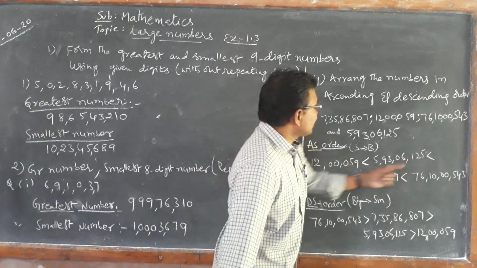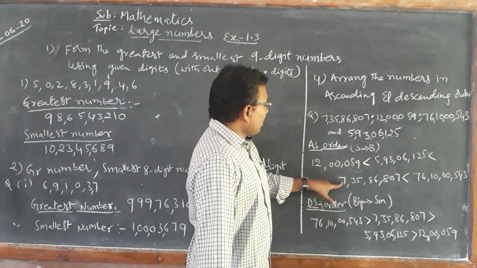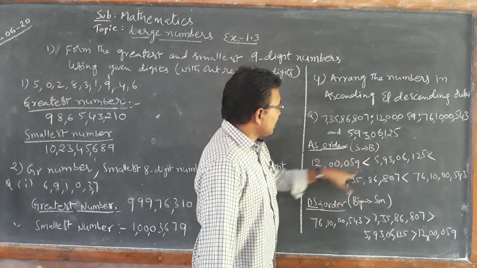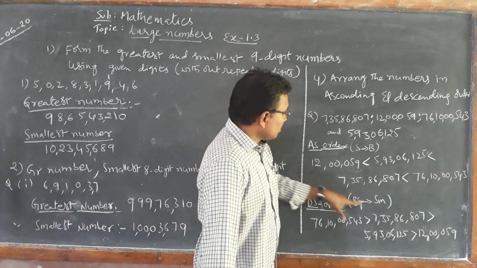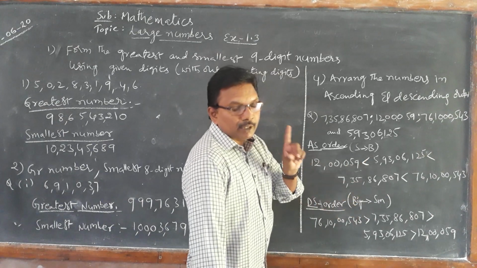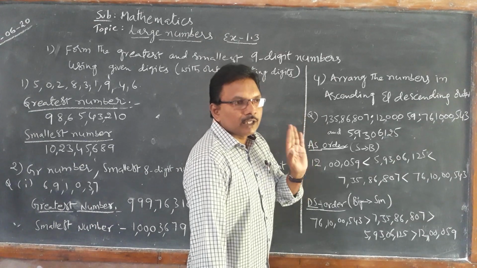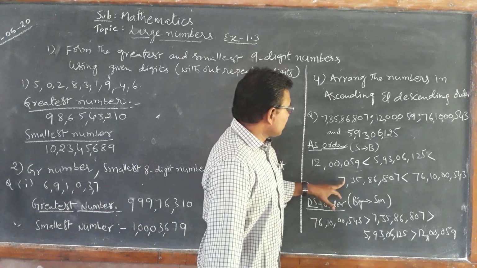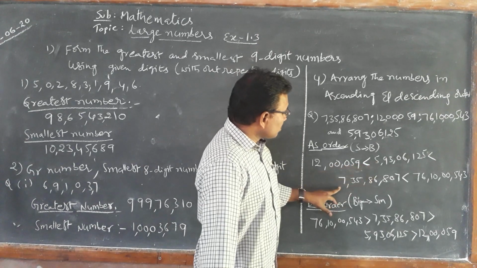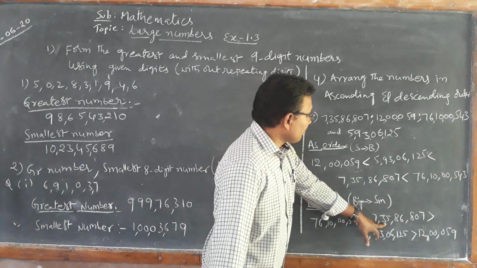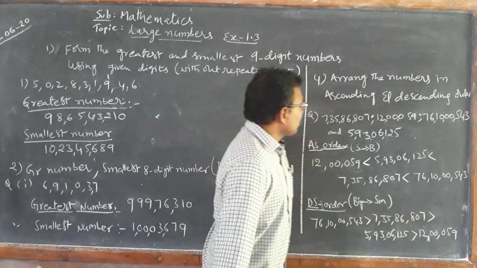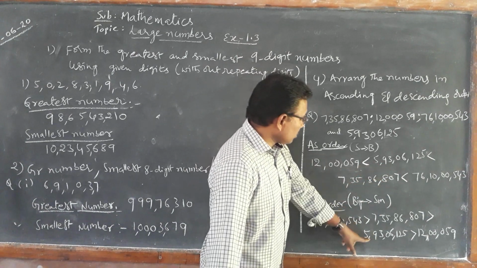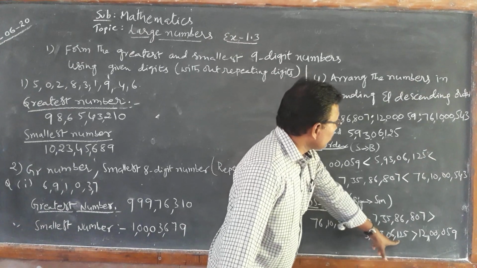Next to this, the remaining crores places are 7 and 5. So we are writing big to small now. Out of these two crores places, 7 is bigger, so I wrote 7 crores first. If the first place is greater, that is the greatest. If the first place is smaller, that is the smallest. Like that you have to compare. So here the first place 7 crores is greater than 5 crores. So we write 7 crores, 35 lakhs, 86,807. Next number is 5 crores, 93 lakhs, 6,125.